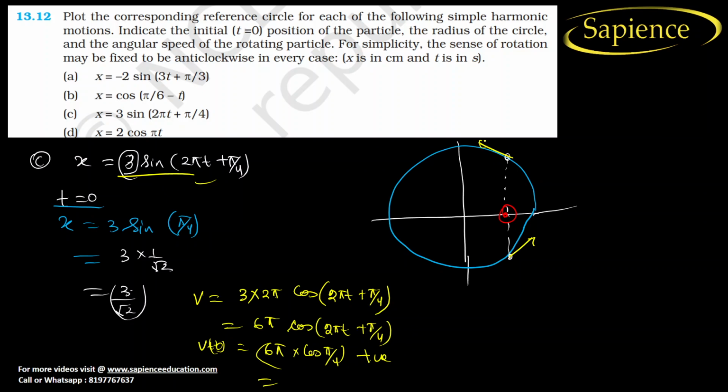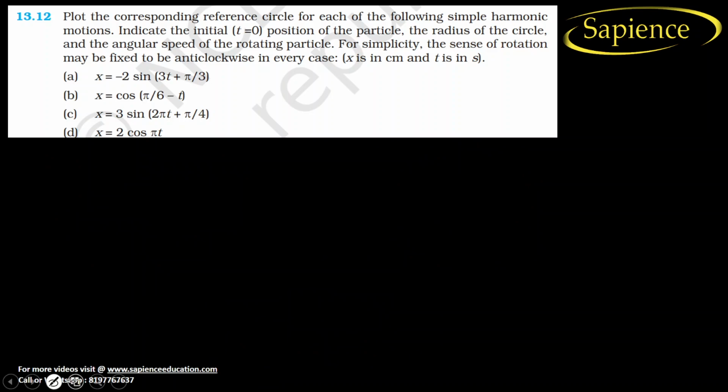Positive means it is going in a positive direction. So this one is going in the positive direction. So the perfect position for this is this one, and this is not the position. So this is the required result for this question. Now let us go to question number D. It is given x is equal to 2 cos pi t.